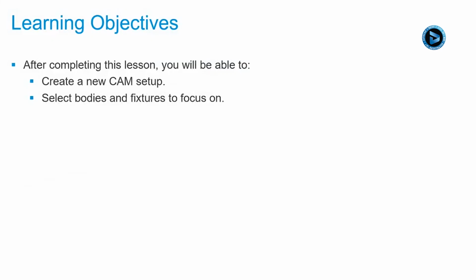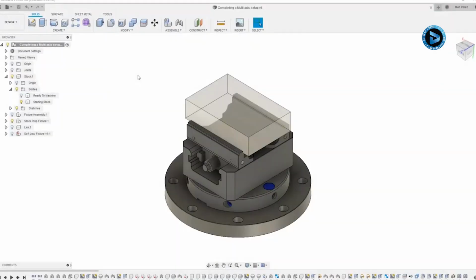In this lesson, we'll be setting up for a CNC mill. After completing this lesson, you'll be able to create a new CAM setup and select bodies and fixtures to focus on. Let's carry on with the file from our previous example and let's create a CNC mill setup.